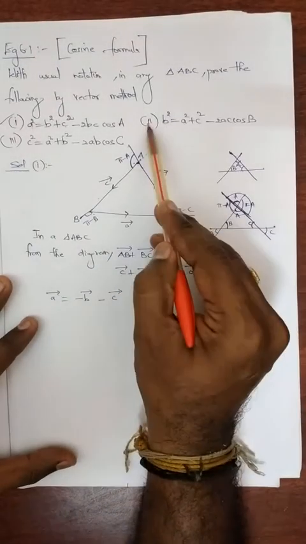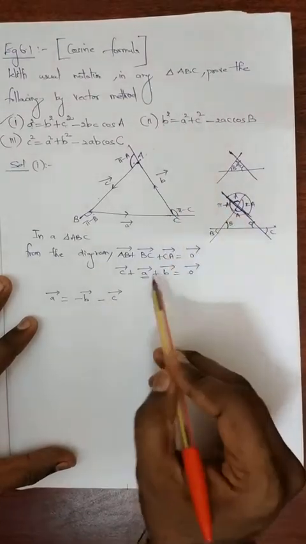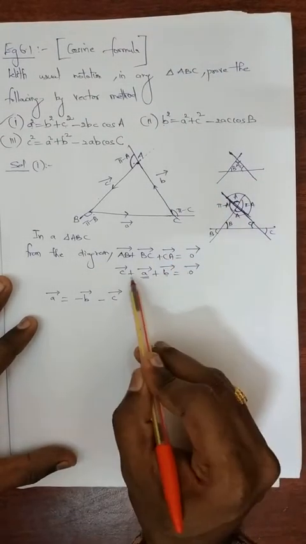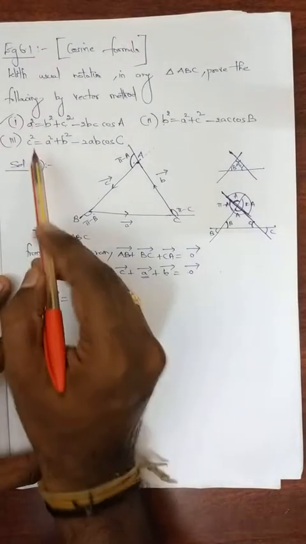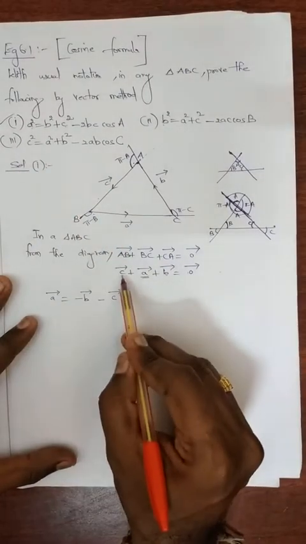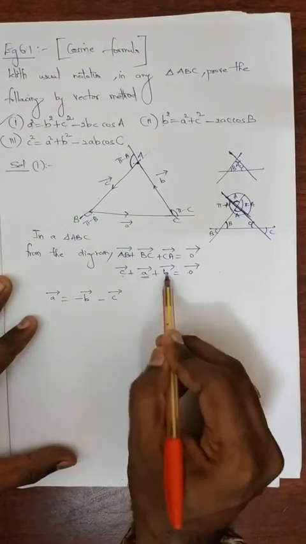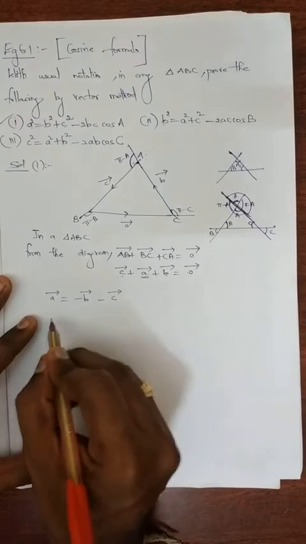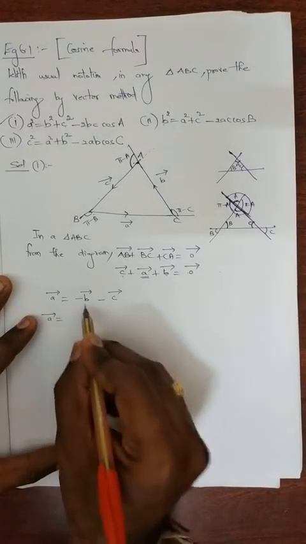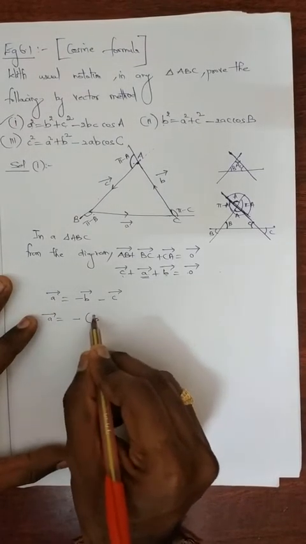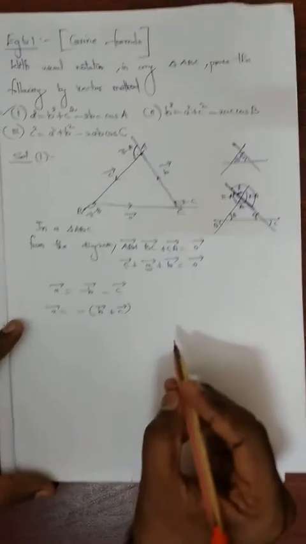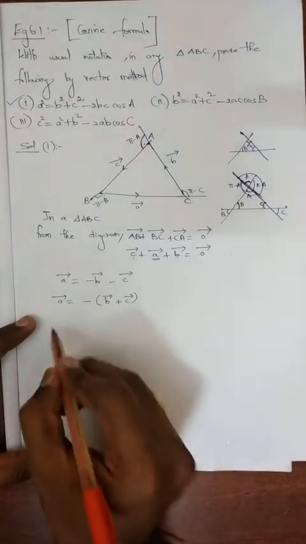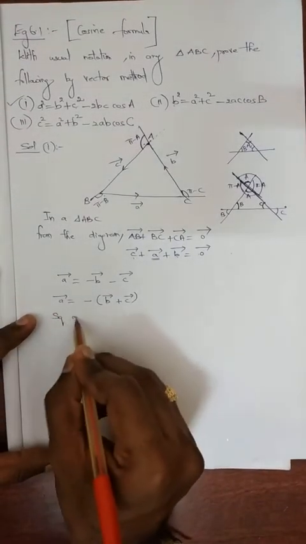If I am going to prove the second subdivision B square, I need to keep B vector on the left hand side, C and A move towards the right hand side. So if I am going to prove C square, then C vector should be on the left hand side, A and B should move to the right hand side. So A vector, take minus outside. If I am going to take minus outside, minus B vector plus C vector. After taking minus outside, squaring on both sides.